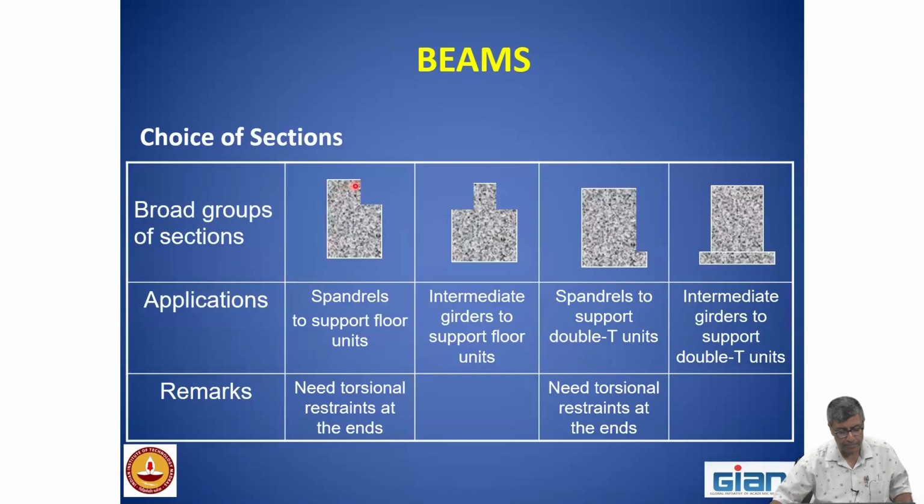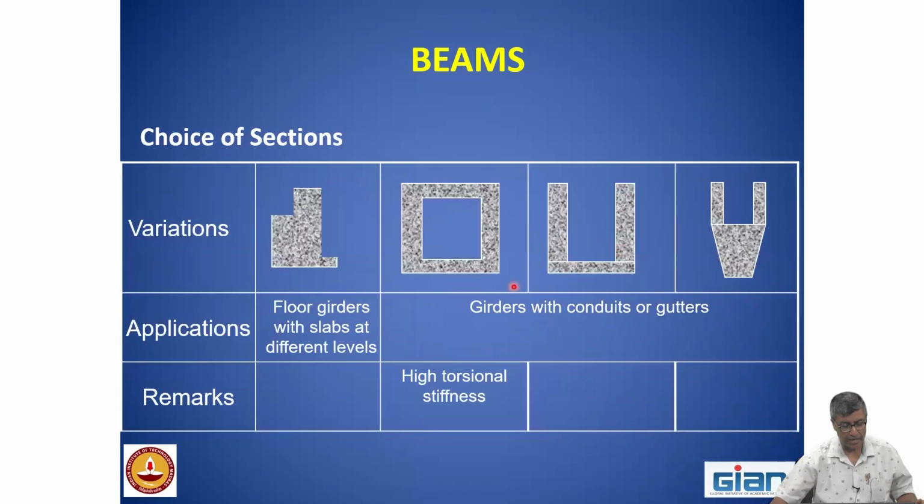Now here there are the beams which have ledges. That means they are supporting either hollow core slabs from one side or two sides, or the ledge is at the bottom where they are supporting some double T girders. If they are supporting members only on one side, please note there will be a torsional effect. I need to have some restraint at the ends to carry this torsion. Other variants, we can have a girder with conduits.